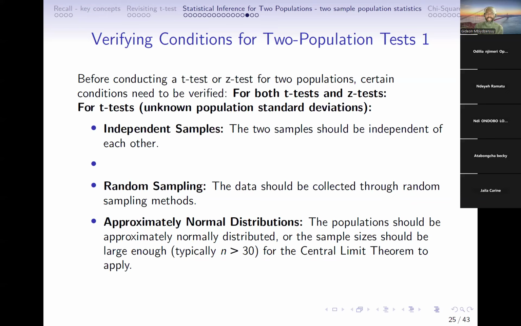The data should be collected through a random sampling method, so all points in each group are equally likely to be used. It shouldn't matter whether you choose this point or that point, so you're doing a random selection. And the condition for approximate normal behavior is also respected, so the population should be approximately normally distributed, or the sample size should be greater than or equal to 30.